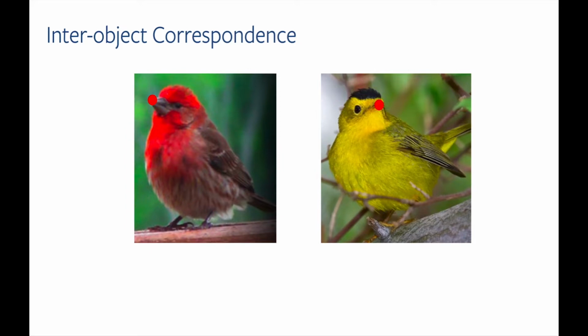That is, we can infer the corresponding pixel on the other object or realize when the corresponding pixel is not visible. This task of inferring inter-object correspondence is a fundamental one across various vision, robotics, and graphics applications. But a key question is, how can we acquire these correspondences? How can we learn to infer these correspondences between these two images?